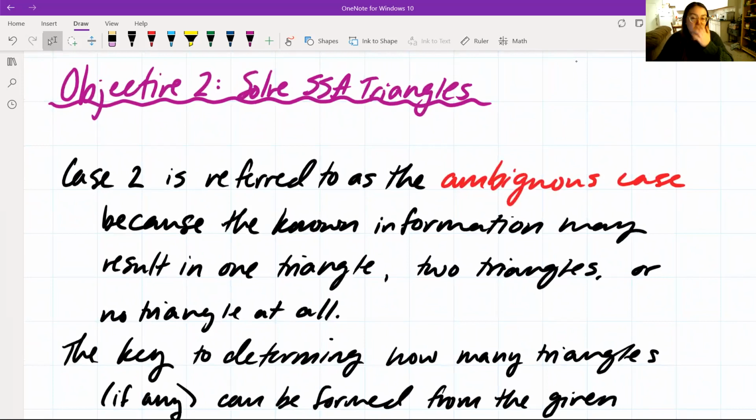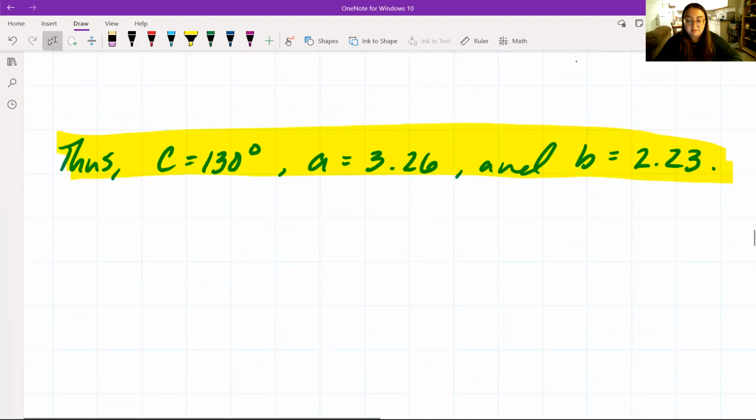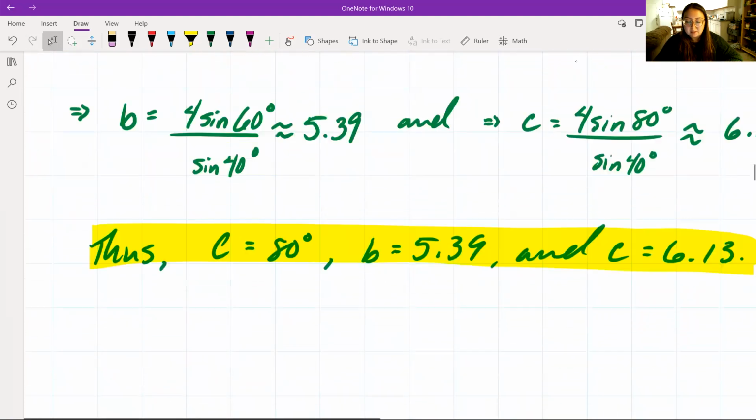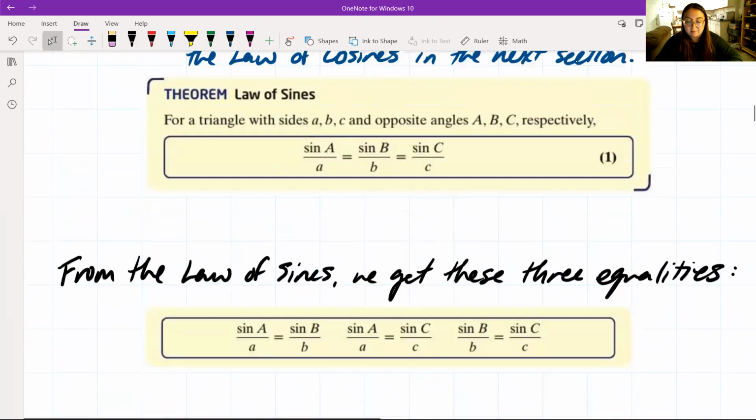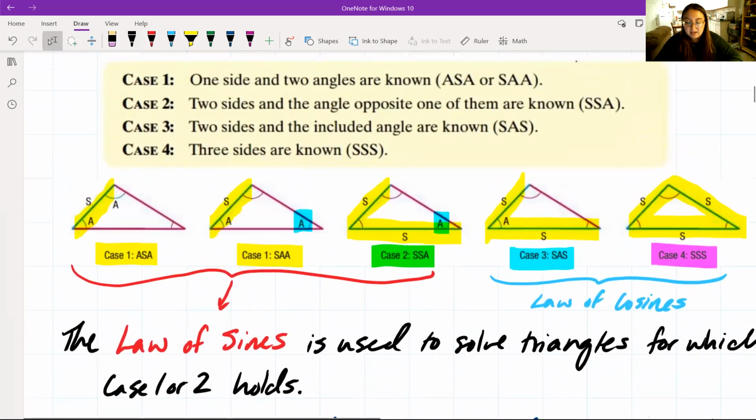So all right, objective 2, we want to solve for side-side-angle triangles. So case 2 is referred to as the ambiguous case because the known information may result in one triangle, two triangles, or no triangle at all. So a bit confusing. Let's look at this picture that we wrote in earlier. It's up here somewhere. Here we go. Case 2 for our side-side-angle.